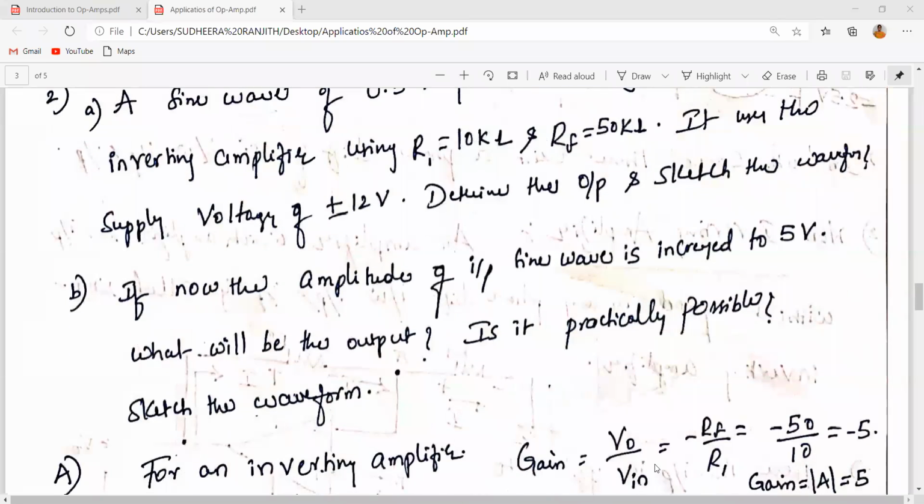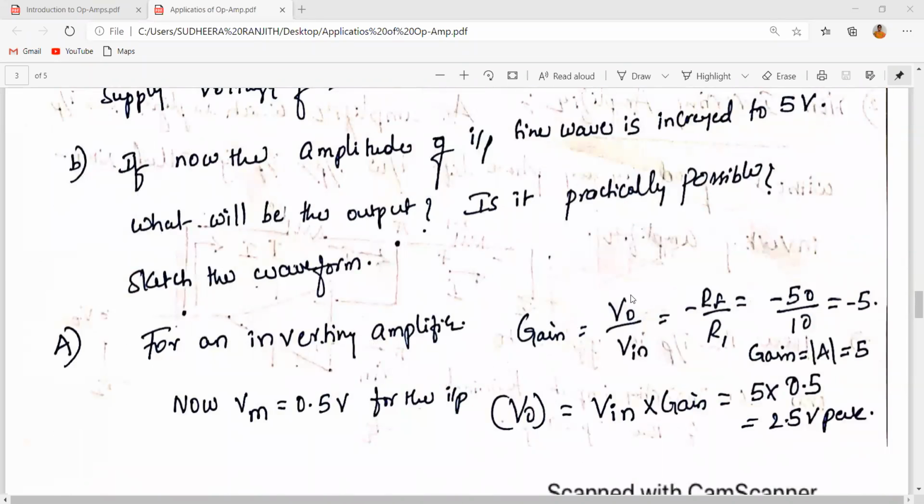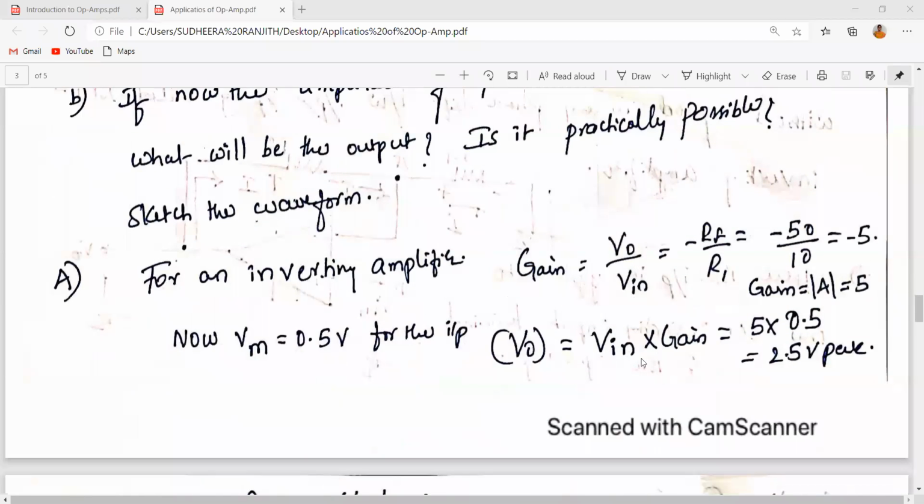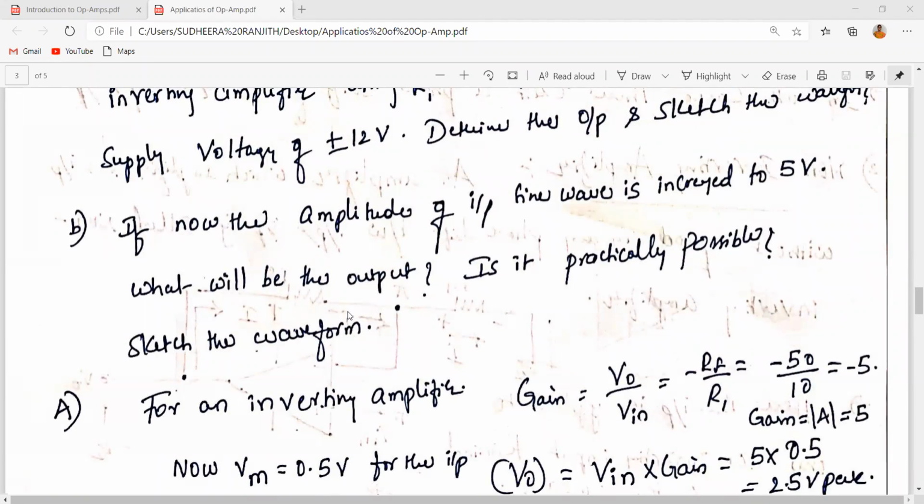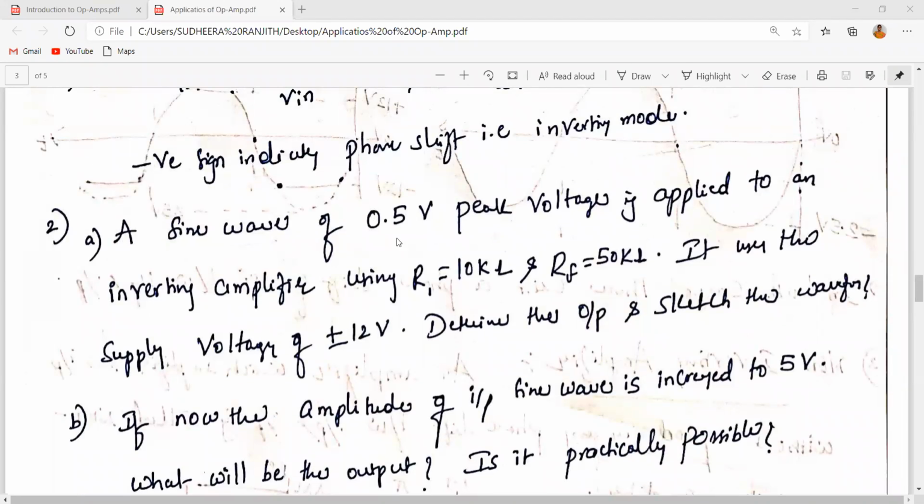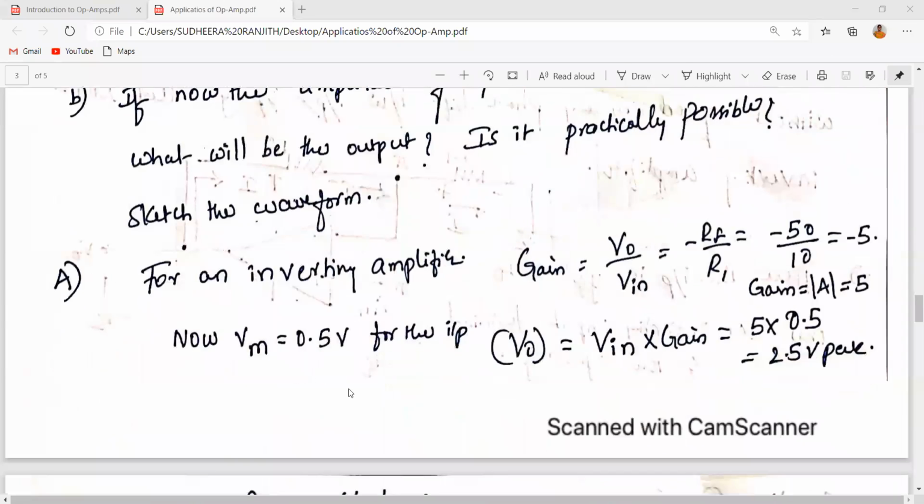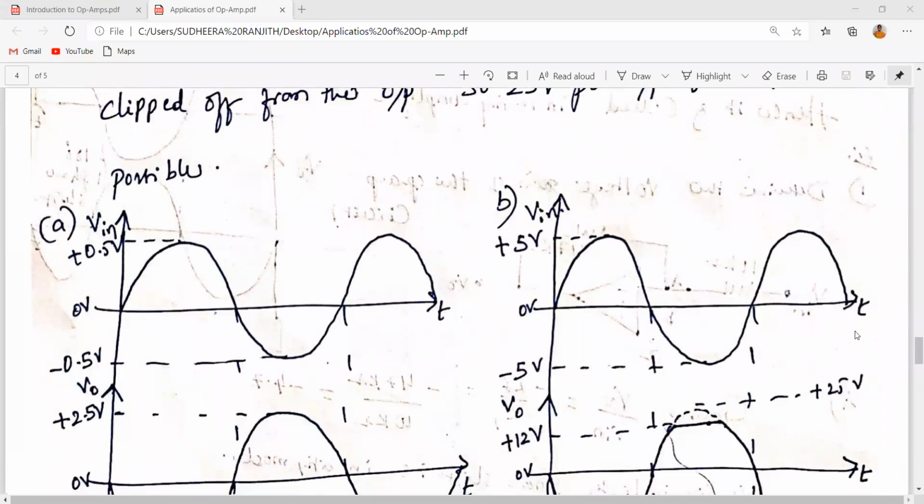So what he asked is to determine the output. We know that V naught by V in equals minus RF by R1. So from this, V naught is V in into minus RF by R1. Here, in the place of minus RF by R1, we consider only the magnitude. So V naught becomes V in times gain. V in is already mentioned in the problem: 0.5 volts. The gain is 5, calculated with the formula RF by R1. So V naught is 5 into 0.5, which is 2.5 volts peak.